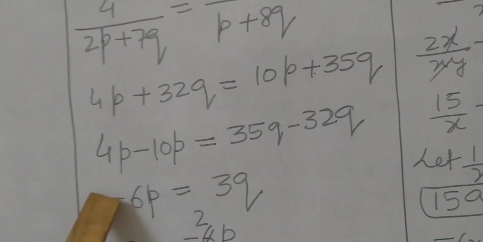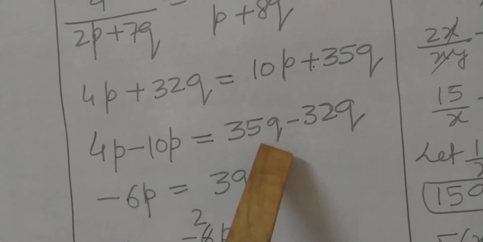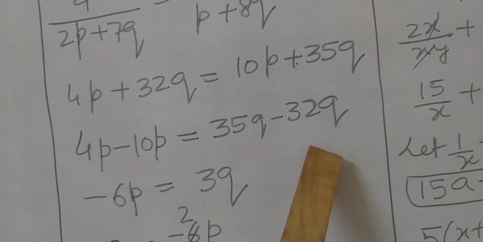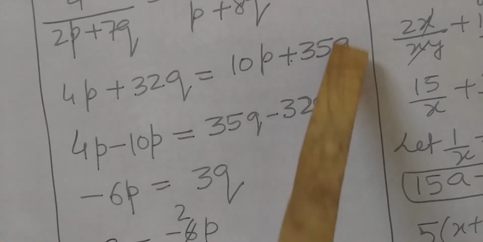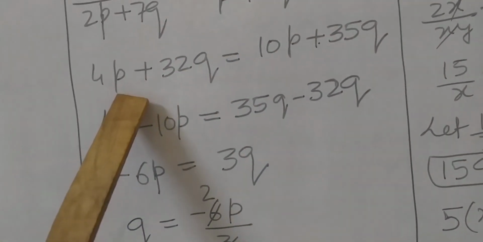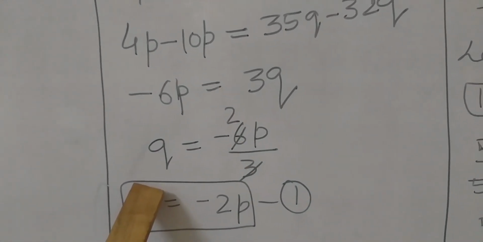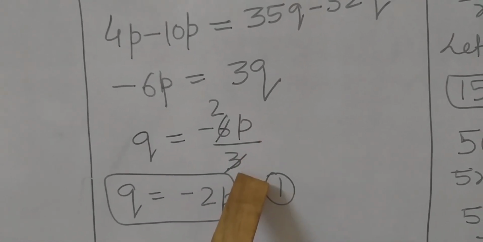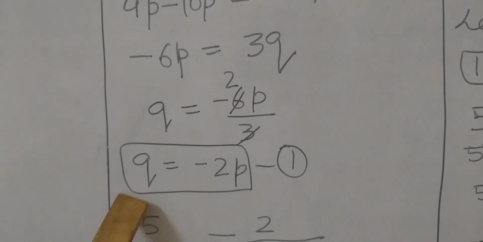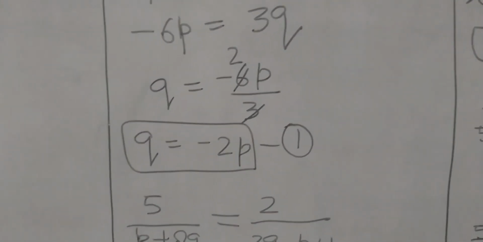So it will become 4p minus 10p and 35q minus 32q, when 32q is transferred to this side and 10p is transferred to this side. Minus 6p equals 3q. q equals minus 6p upon 3. 3 twos are 6. q equals minus 2p. Correct?